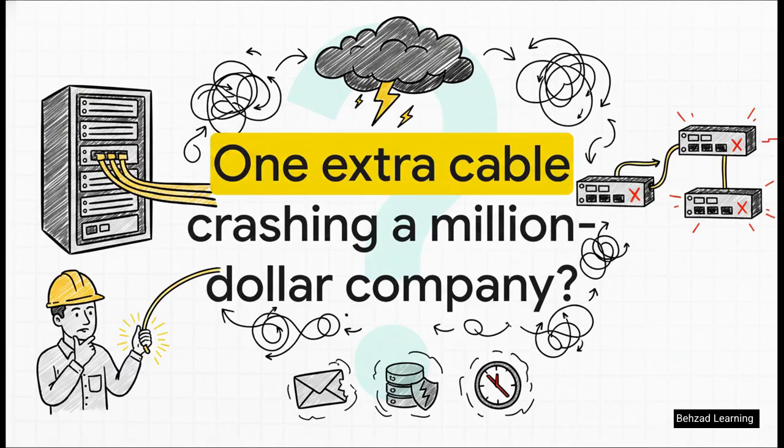Within seconds, the entire network just flatlines, literally grinds to a complete halt. No emails, no databases, just silence. So how on earth does one single cable cause a $1 million company to totally collapse? Well, welcome to the high-stakes world of network architecture.